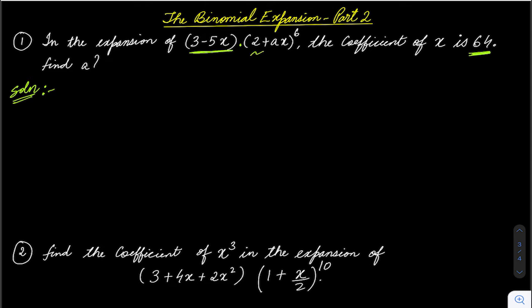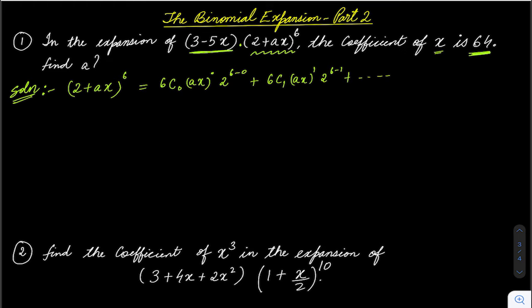So first let's simplify this (2 plus ax) power 6. Let's write the binomial expansion of this. (2 plus ax) power 6 will be nothing but 6C0 (ax) power 0 times 2 power 6 minus 0, plus 6C1, and keep on increasing, so (ax) power 1 times 2 power 6 minus 1, plus. Now I don't have to write the next term because the next term will contain x squared and we need the coefficient of x only. So just dot dot.